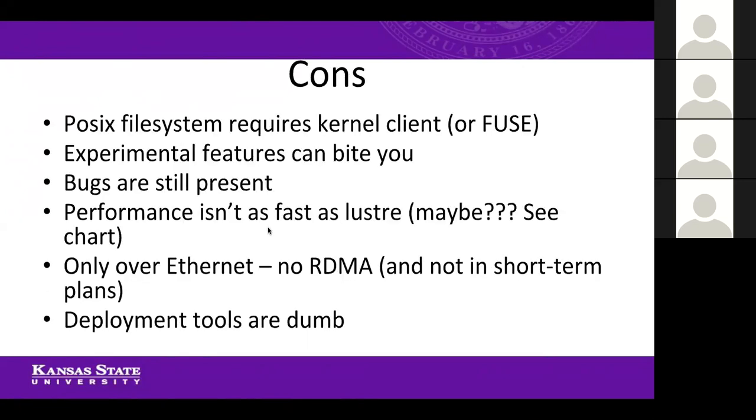Cons. If you want to use the POSIX file system, it does require the kernel client, which was a bigger deal back in CentOS 6. Now that 7's got it built in, it's less of a big deal. When we were first starting to use it, that was an issue. Experimental features, like I say, they can bite you. We've run into that, and they still are bugs. Like our whole cluster was down for a couple months at one point while they were figuring out things.